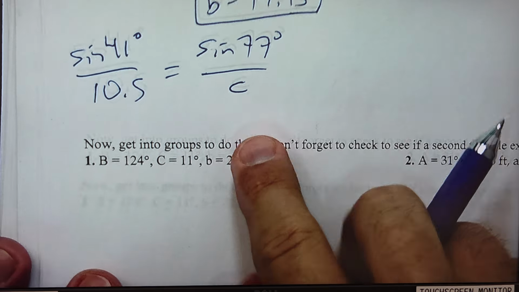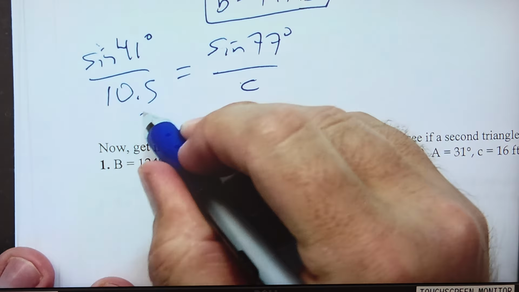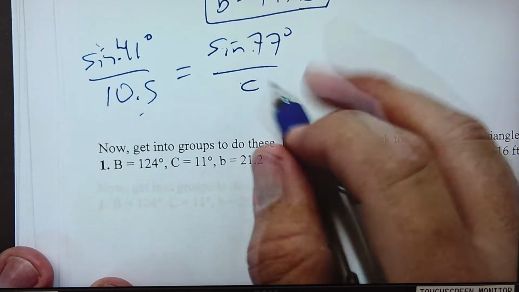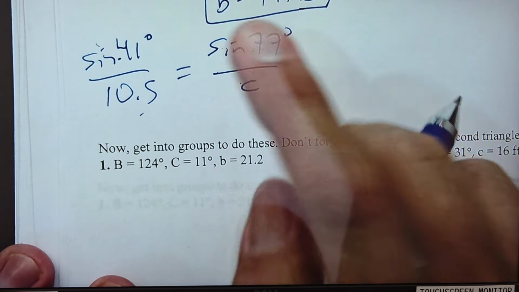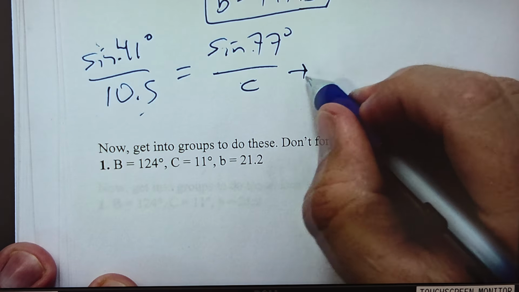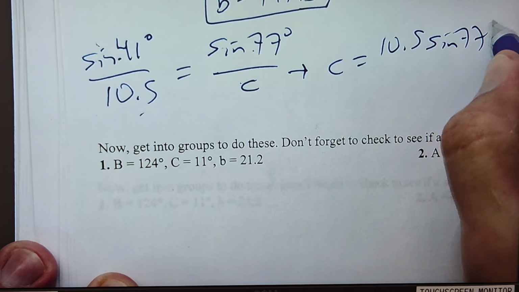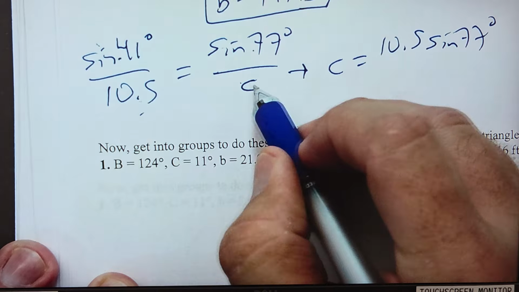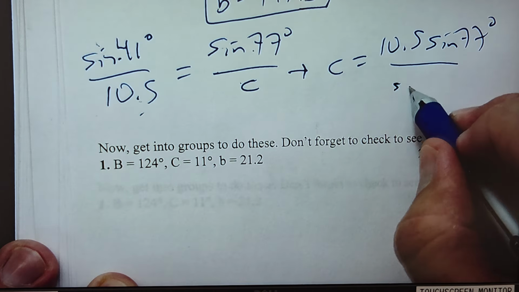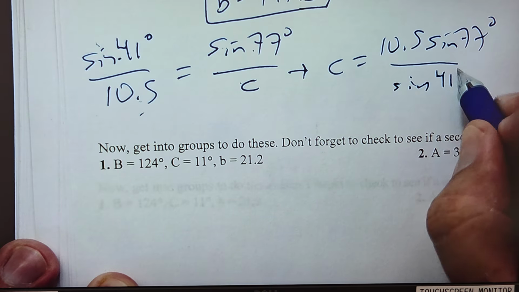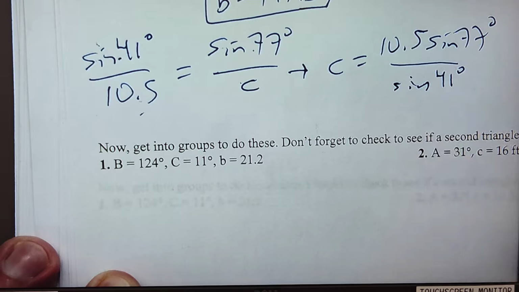And the same thing happens here. Cross multiply, but then I'll divide by this. So these two just change places. So I end up with C equals 10.5, because that comes up, that comes up, that goes down. If you don't believe me, do all the cross multiplication work, and eventually you'll get here.